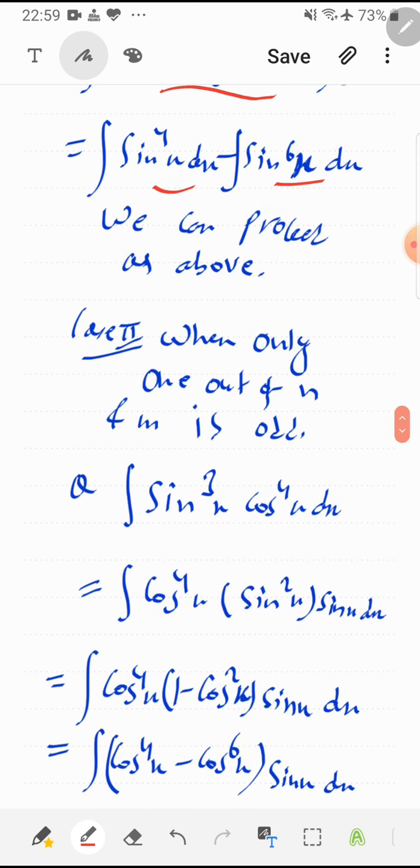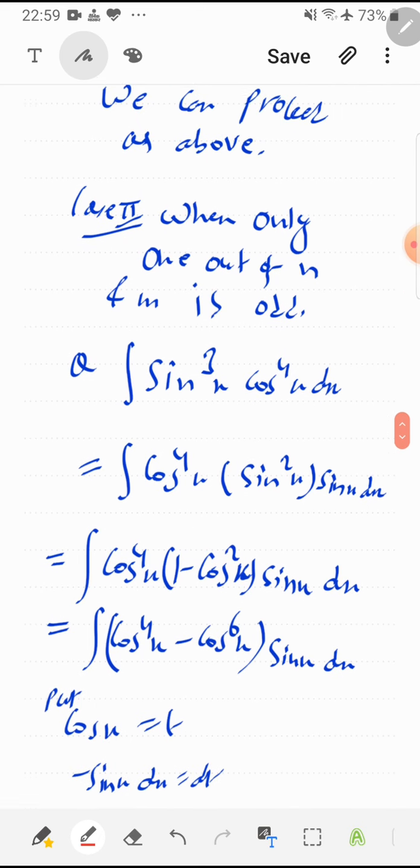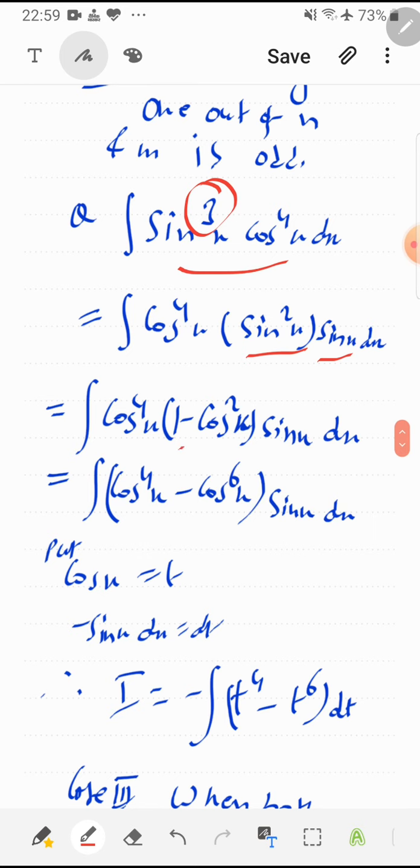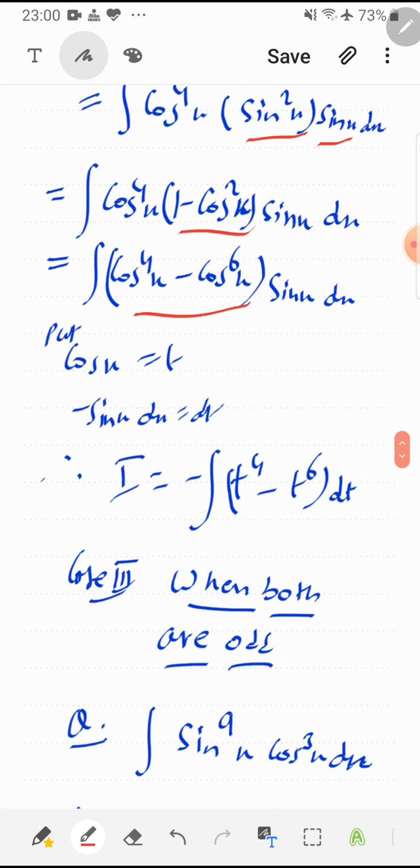Now when 1 out of n and m is odd, obviously we have no option left, like sine cube x into cos raised to the power 4x. We will split sine cube as sine square into sine, then sine square is written as 1 minus cos square x. After that you can open the bracket and you can put cos x as t, and minus sin x dx as dt. So after simple power rule, this can be integrated, and after that t can be resubstituted.